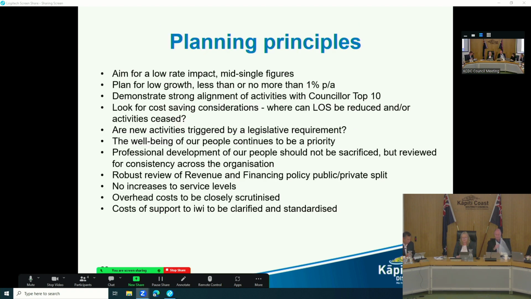So I think we've got our last slide. So any questions before we start discussing this? We had SLT sit around and come up with some principles that they thought might be good ones to stick to when they're reviewing budgets.